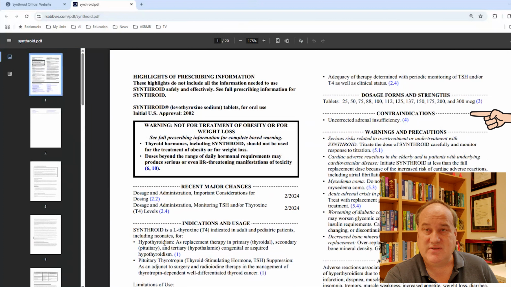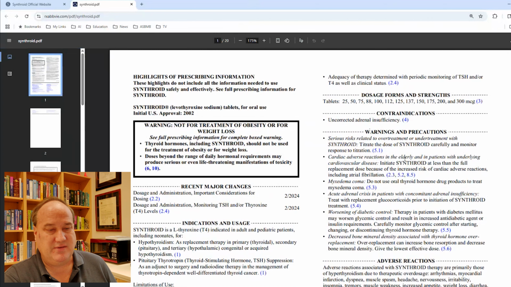Now, like indications, where this drug is actually used for certain disease states, contraindications are things where you're not going to use this drug for. And in fact, if you try and use this drug for that particular disease, it will likely be ineffective and it won't work. So for uncorrected adrenal insufficiency, Synthroid is not recommended for use here.